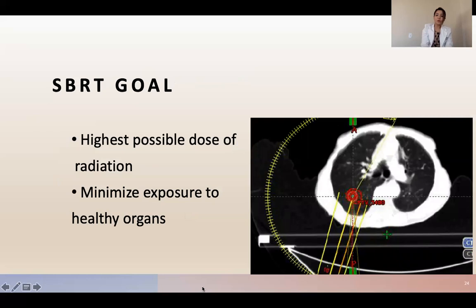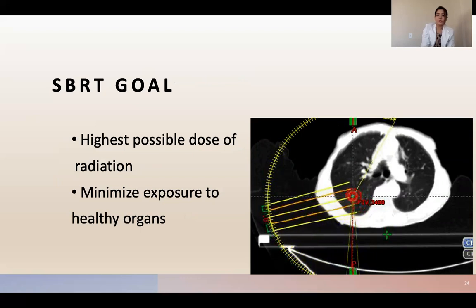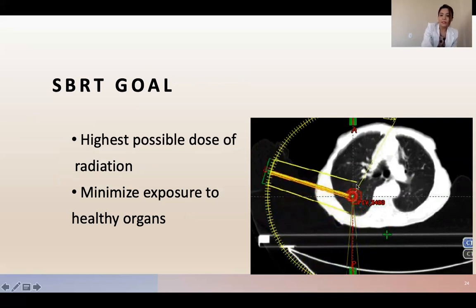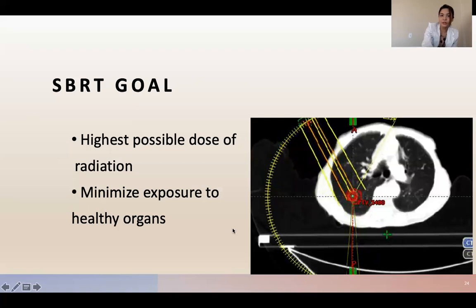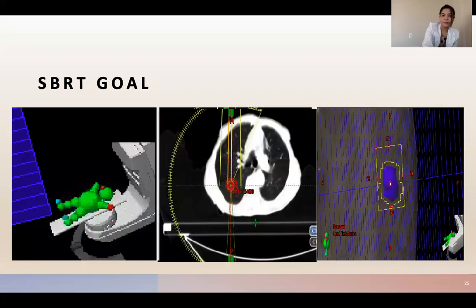So what is the goal of SBRT? The goal of SBRT is to use the highest possible dose of radiation and to minimize the exposure to healthy organs at the same time. So as you can see, I have an axial CT image and how radiations are only targeting the tumor, not the surrounding healthy tissues. This is the main goal of stereotactic body radiation therapy.